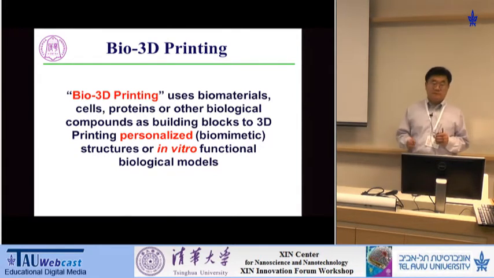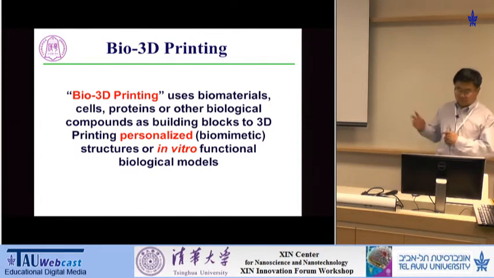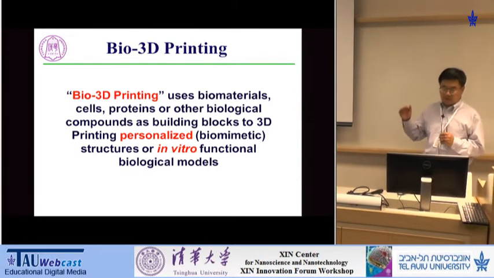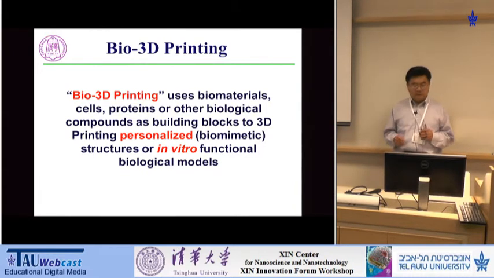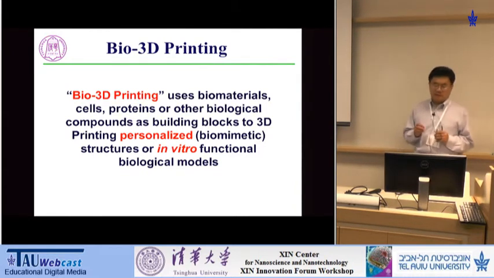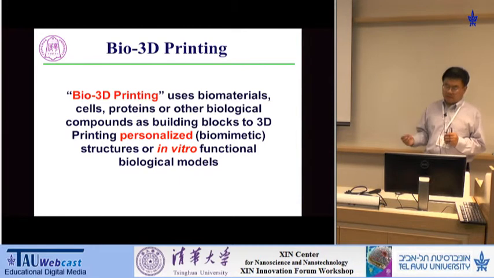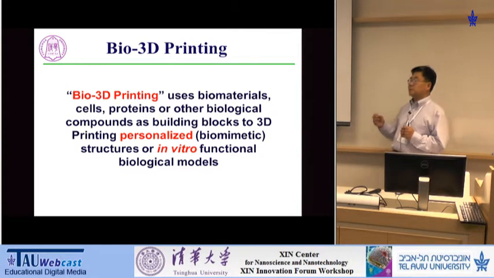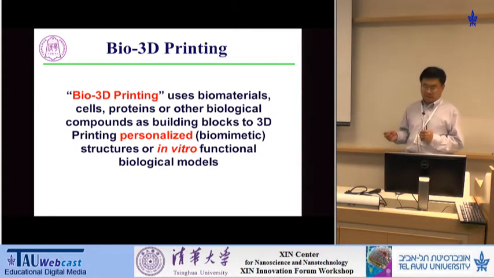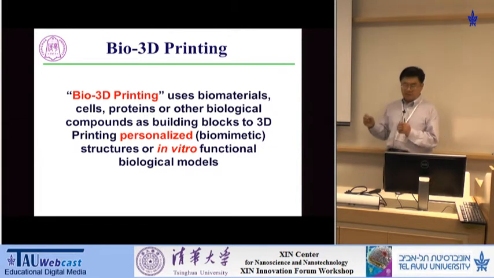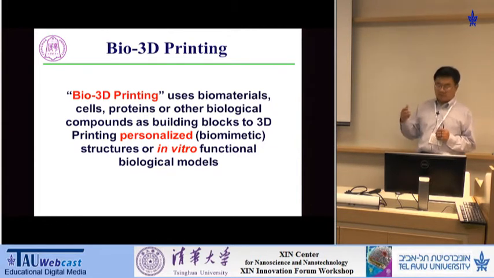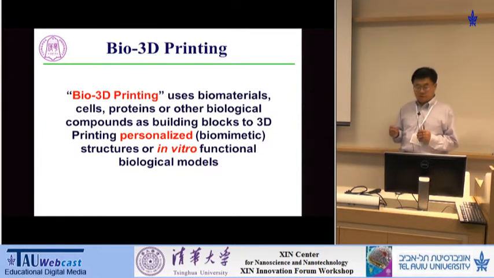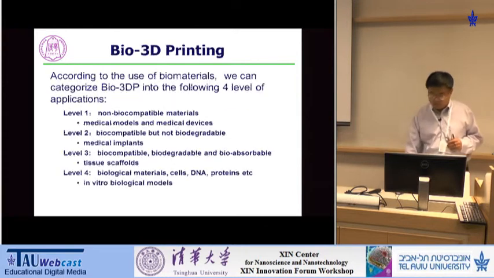We use proteins, and we even use DNA. Okay, but in my example, we don't get down to that level. We start at the cell level. But in general, this is what we define as bio 3D printing: biomaterials, cells, proteins, or other biological compounds as basic building blocks, to construct a personalized biomimic of the physiological model, tissue model, or in vitro functional biology model. Okay, that's what we're doing.